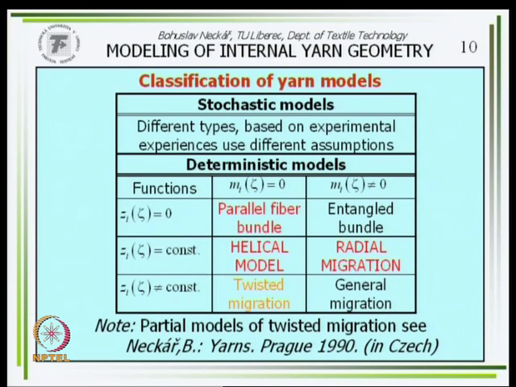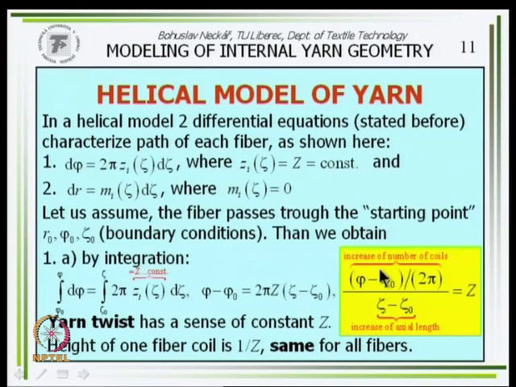We will speak in more detail about these three. About this one it is not necessary to speak more. The bundle of parallel fibers was in our earlier lecture. So two versions are important for us, the helical model most of all, and then also the radial migration. So it was a small introduction to how to divide in general different types of models of yarn structure. Now let's speak about the helical model of the yarn.